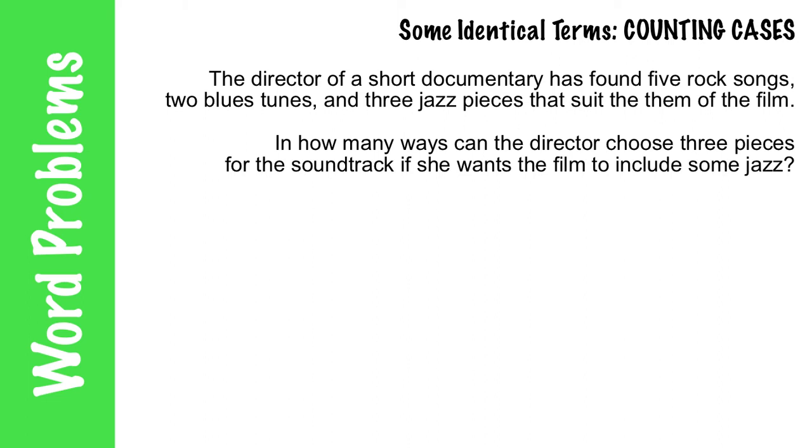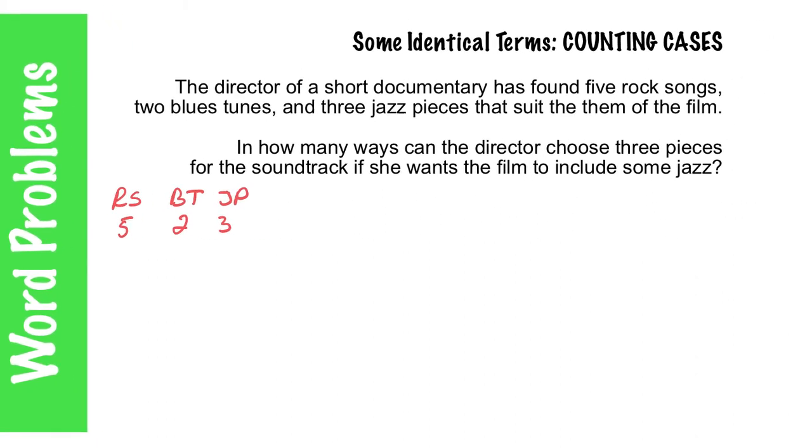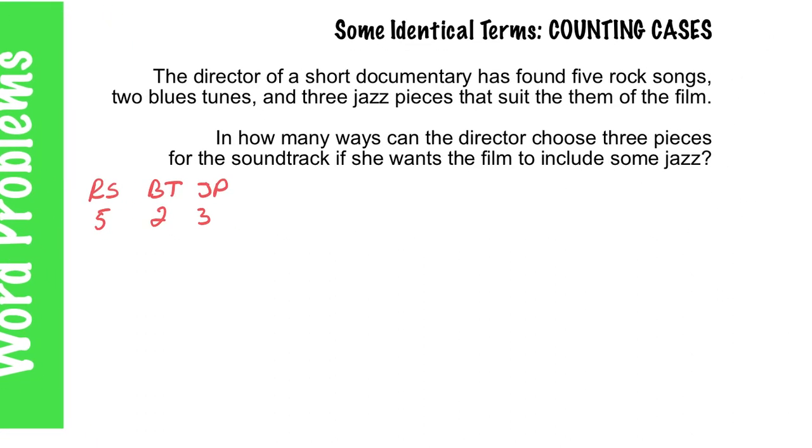Lastly, a situation where we have some identical terms, and we're going to count cases. The director of a short documentary has found 5 rock songs, 2 blues tunes, and 3 jazz pieces that suit the theme of the film. In how many ways can the director choose 3 pieces if she wants to include some jazz? So 3 pieces, some jazz.